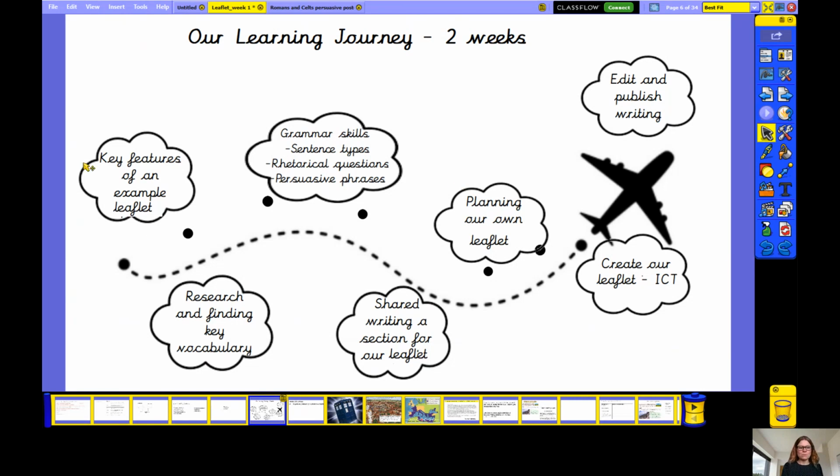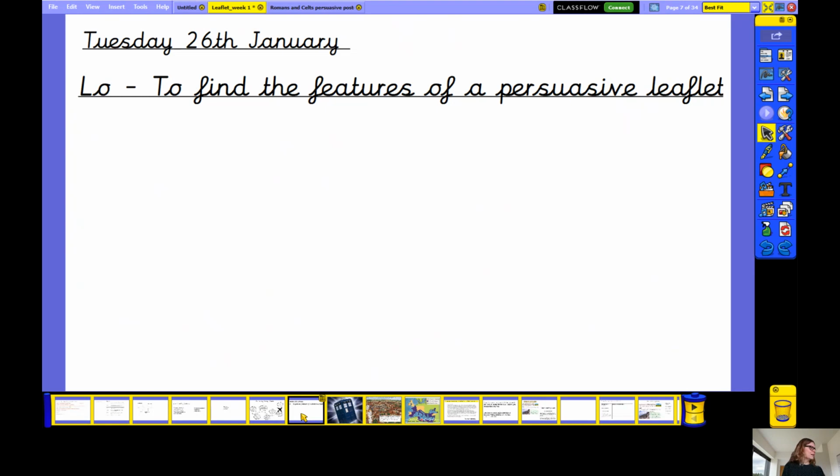Today we're going to be looking at some examples of persuasive leaflets. Then we're going to be doing some research from Wednesday onwards about the Romans. And then we're going to be looking at some grammar to find out how to write a leaflet. And then we're going to be doing a little bit of modelling and sharing writing. We'll be planning our own leaflet, and then we'll be creating a leaflet and publishing it using the ICT, sort of using a computer.